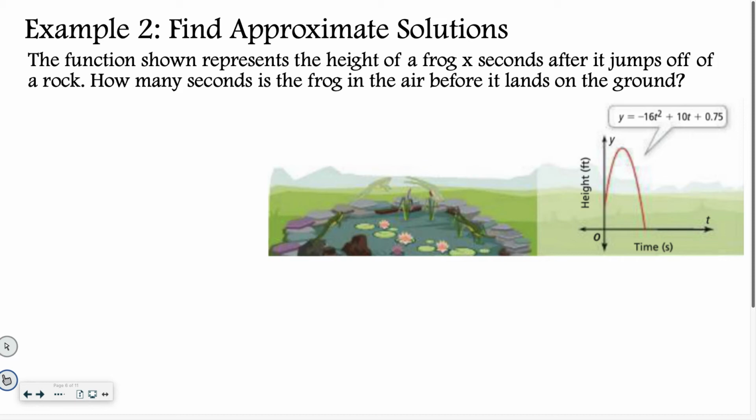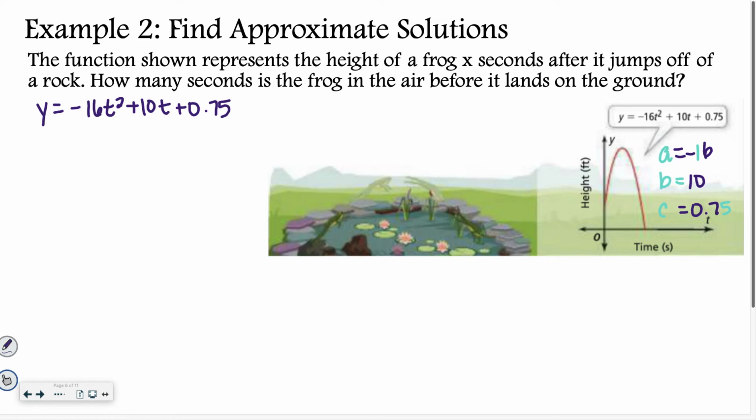How many seconds is the frog in the air before it lands on the ground? So you can see we were given y equals negative 16t squared plus 10t plus 0.75. So my a value, a equals negative 16, b equals positive 10, and c equals 0.75. Sorry, my pens are freaking out and doing such a colorful display.